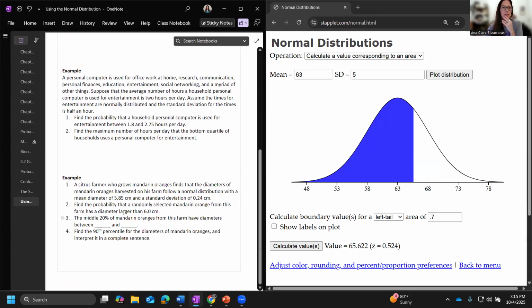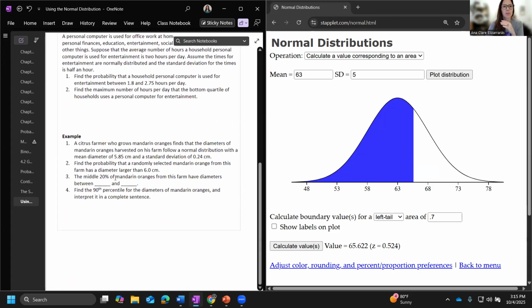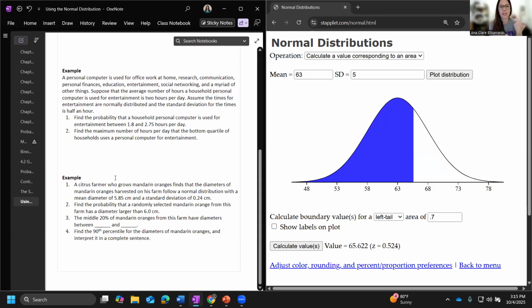Okay, let's do another question. A personal computer is used for office work at home, research, and communication, personal finances, education, entertainment, social networking, and a myriad of other things. That means a lot of things. Okay, great. Suppose that the average number of hours a household personal computer is used for entertainment is 2 hours per day. So we have to dissect this problem.